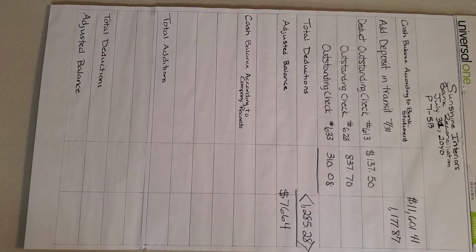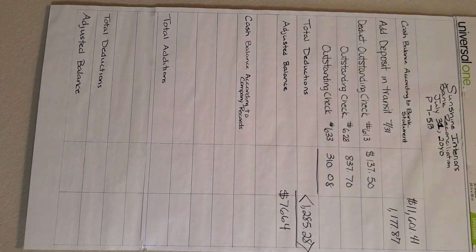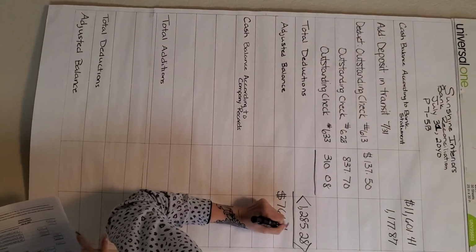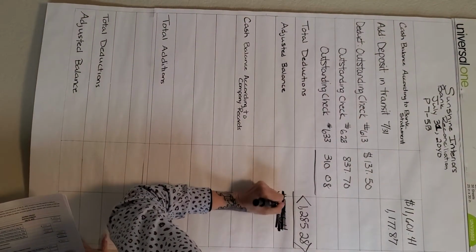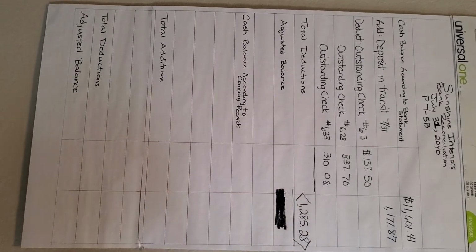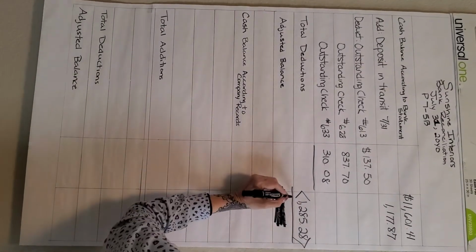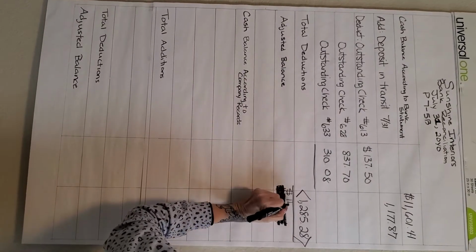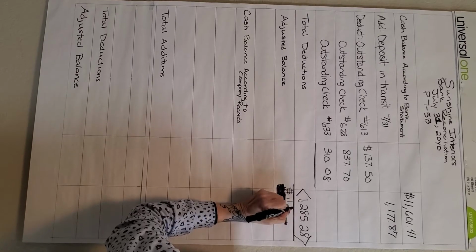This amount there is wrong. Oh no, this amount here is wrong. I'm sorry, I was looking at the wrong place. See? Should have done the math instead of trust my notes. The adjusted balance is $11,494.